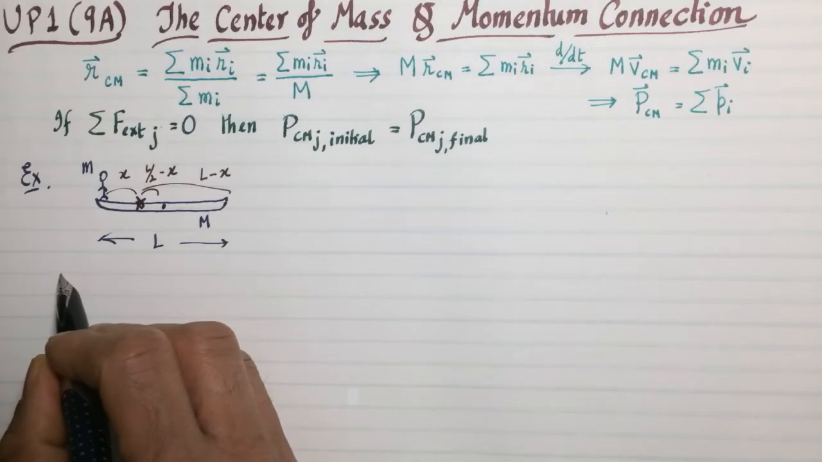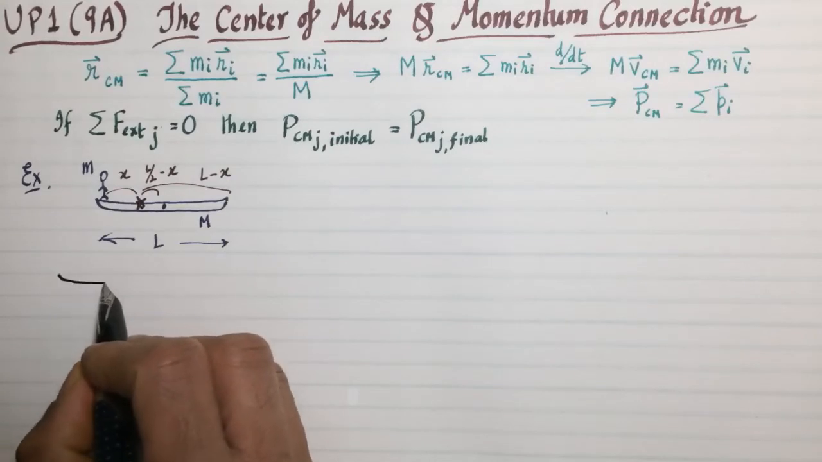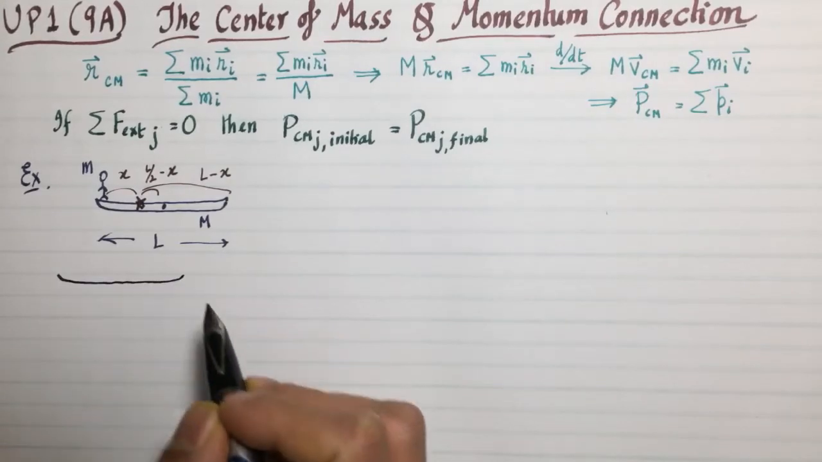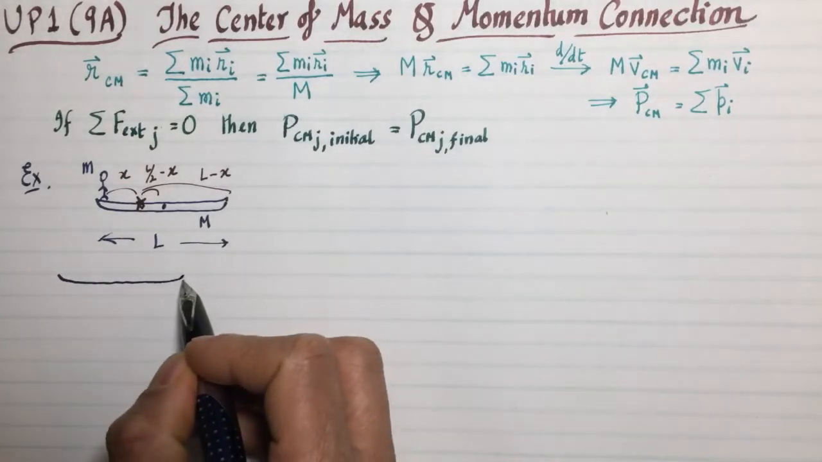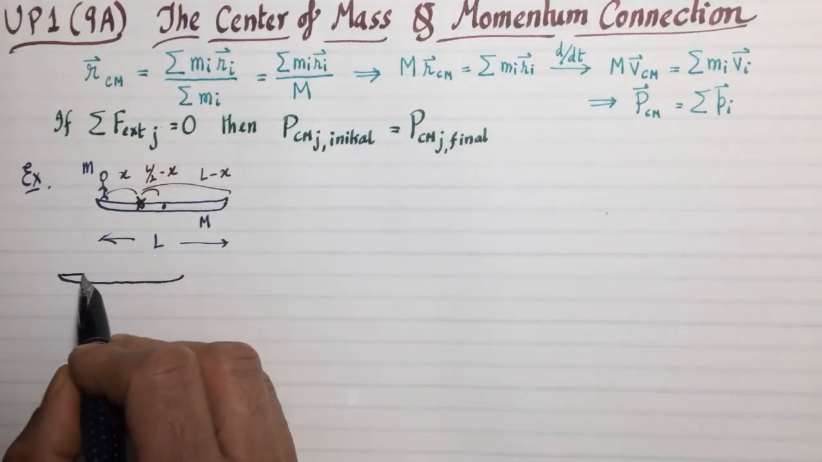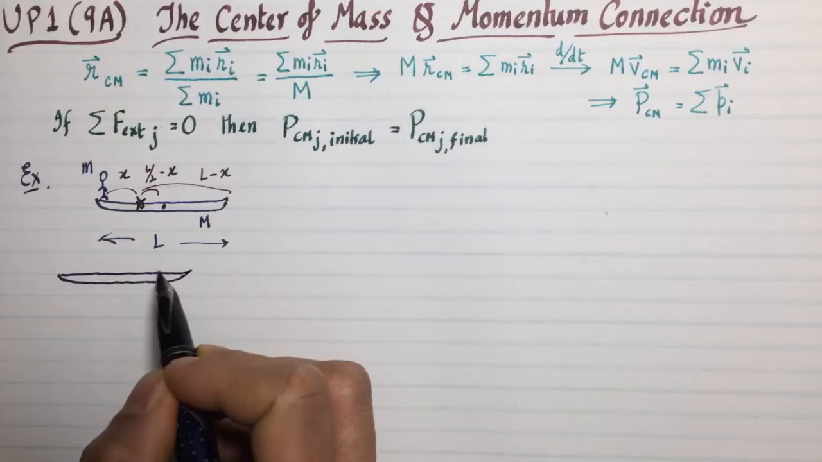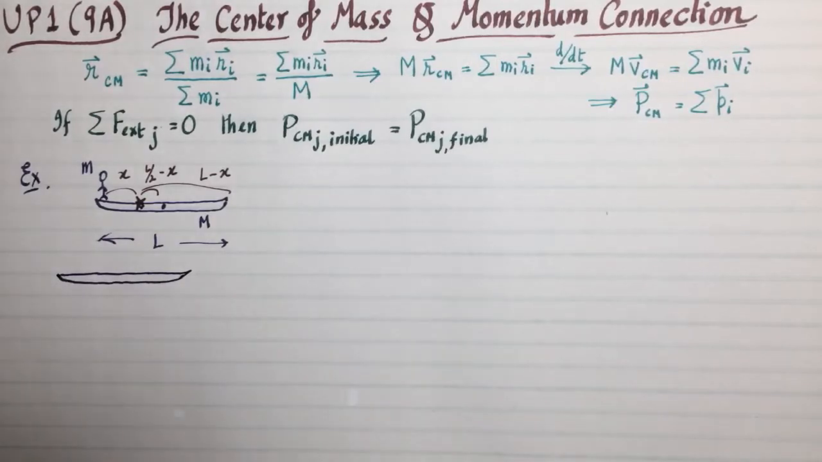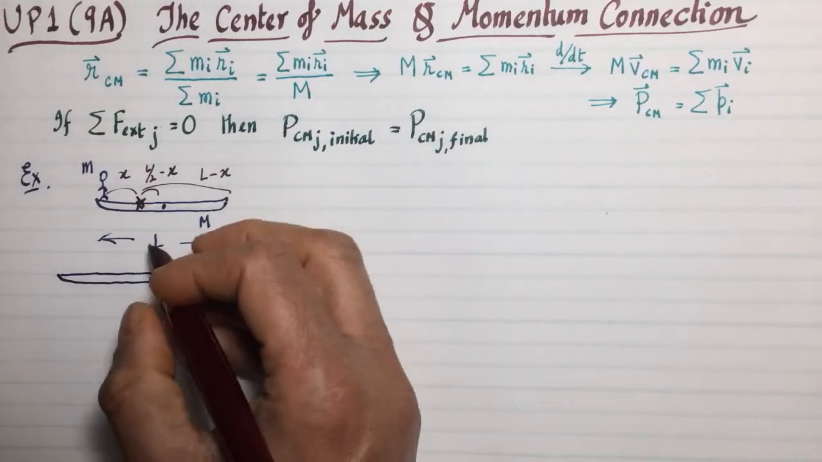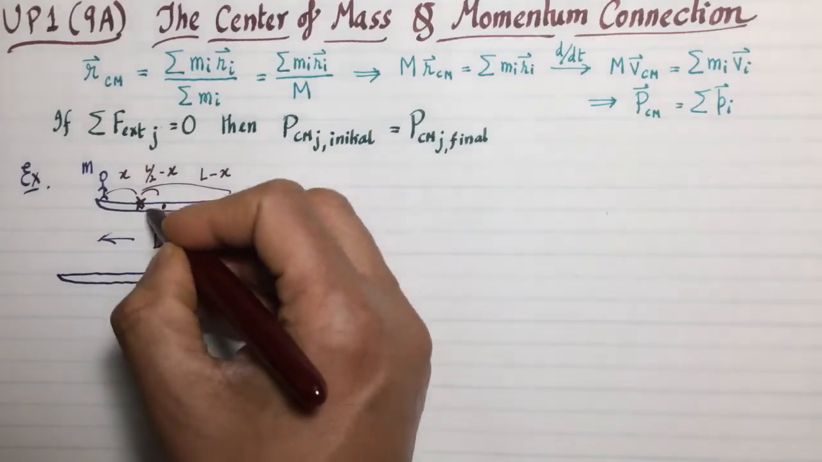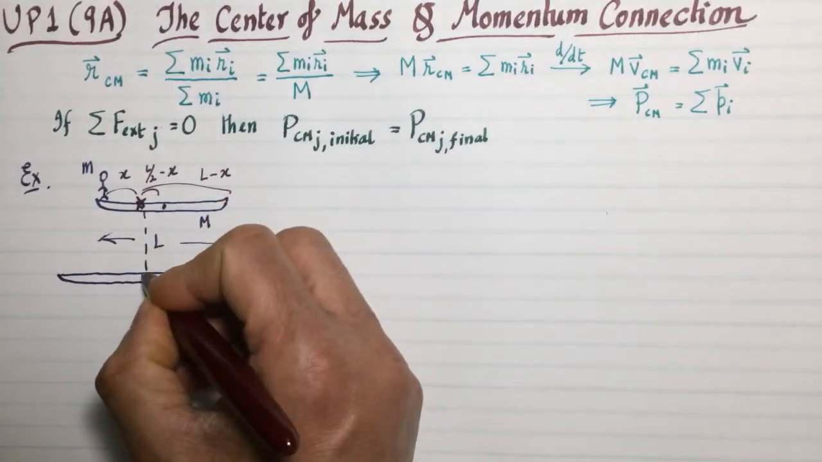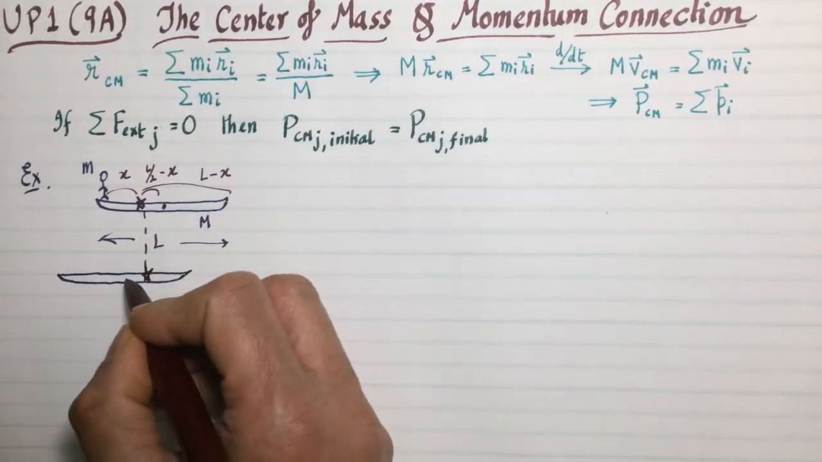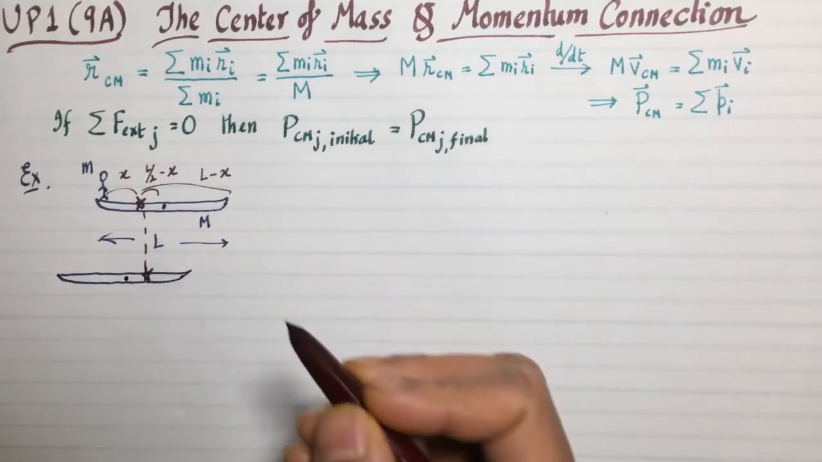In other words, what I'm saying is that the canoe is going to move backwards and situate itself in such a spot that the location of the final center of mass will be exactly where the initial center of mass was located. So this part does not change its location. Okay, so that's what I'm saying.